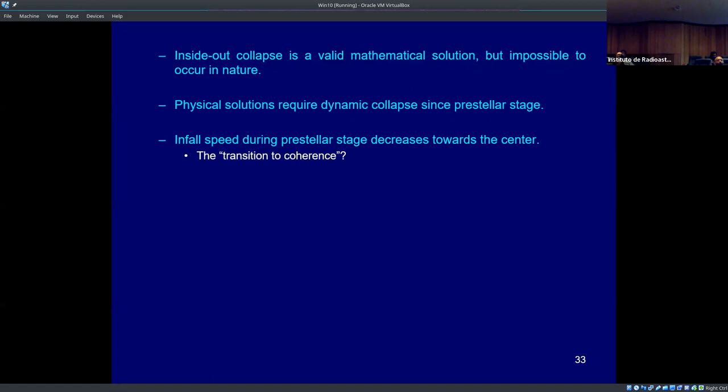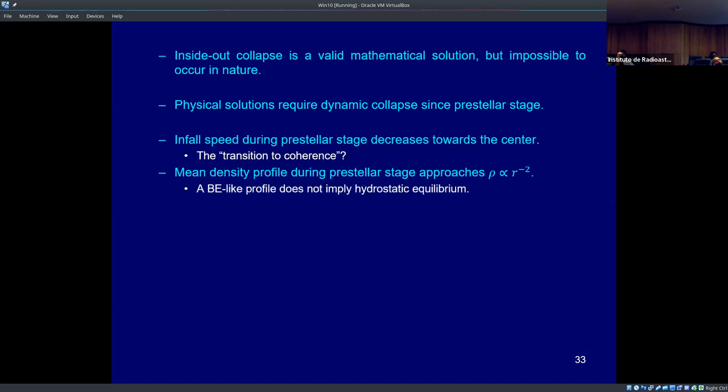I didn't mention this, but this might also offer an explanation to the observed transition to coherence that Alyssa Goodman and her collaborators have been promoting for decades, but interpreted as the run of the infall speed towards the center, but that is still in the works. The mean density profile during the prestellar stage approaches R to the minus 2, and the Bonnor-Ebert-like profile does not imply hydrostatic equilibrium. An R to the minus 2 profile does not require a quasi-static previous contraction to establish itself.